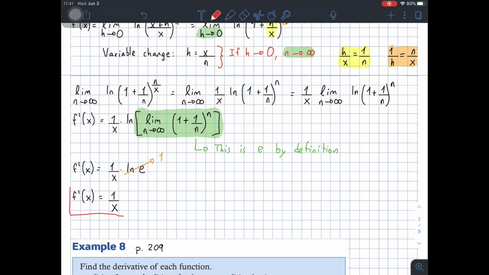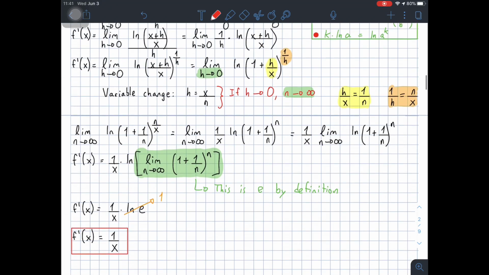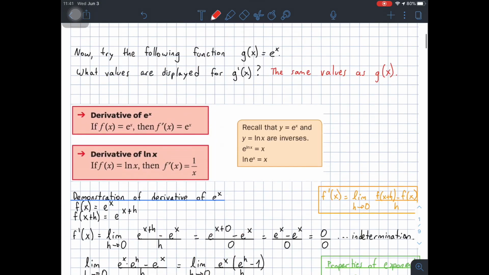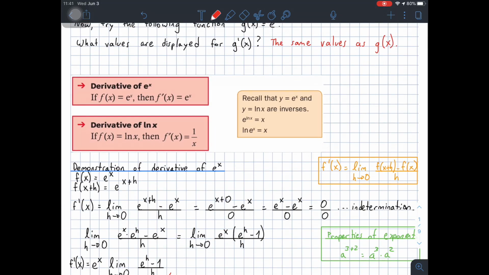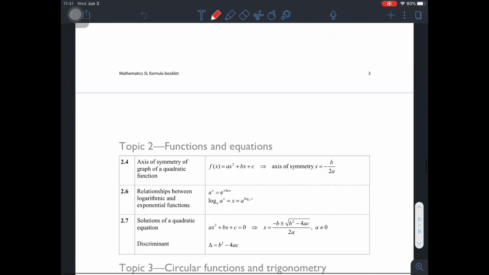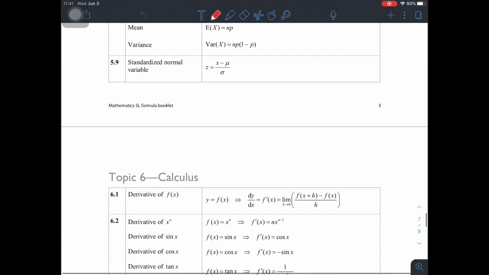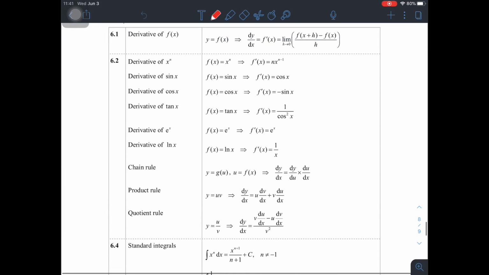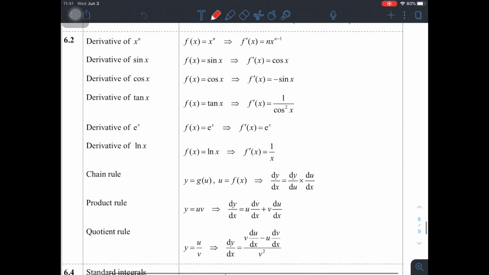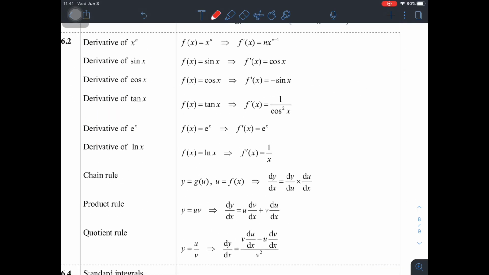Okay, all of this process was done just to demonstrate what we have in our formula booklet, which is basically that the derivative of natural logarithm of x is equal to 1 divided by x. Let me show you the formula booklet just to let you know that you have both derivatives here, right? So that we have the derivative of e to the power of x, which is e to the power of x, and we have the derivative of natural logarithm of x, which is 1 divided by x.